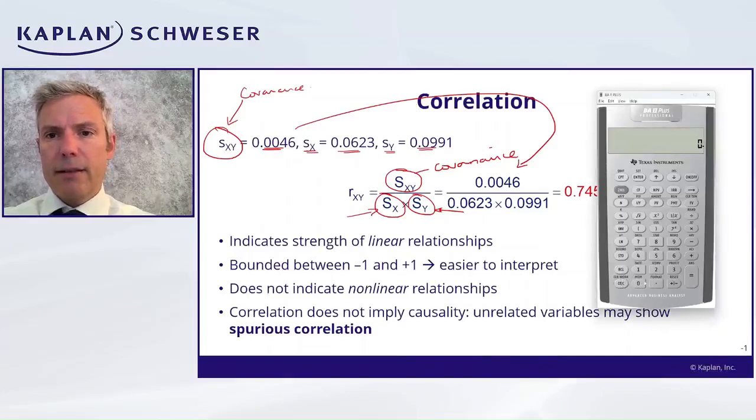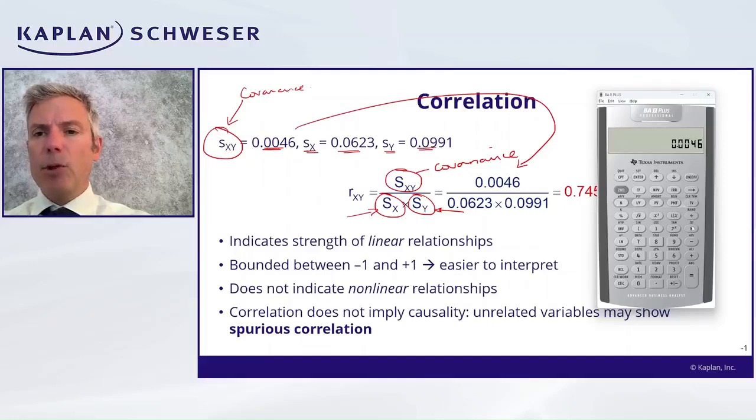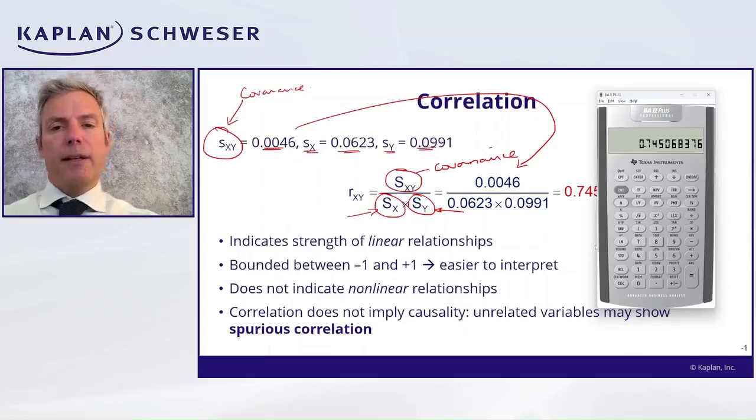For me, the easiest way to do this on the calculator is to just go 0.0046, and when you've got stuff being multiplied on the denominator there, you can just divide by 0.0623, and then you can divide again by 0.0991. That's the quickest way of going about it, and that's how you get the answer. So you can think I'm dividing by that and I'm dividing by that as well.